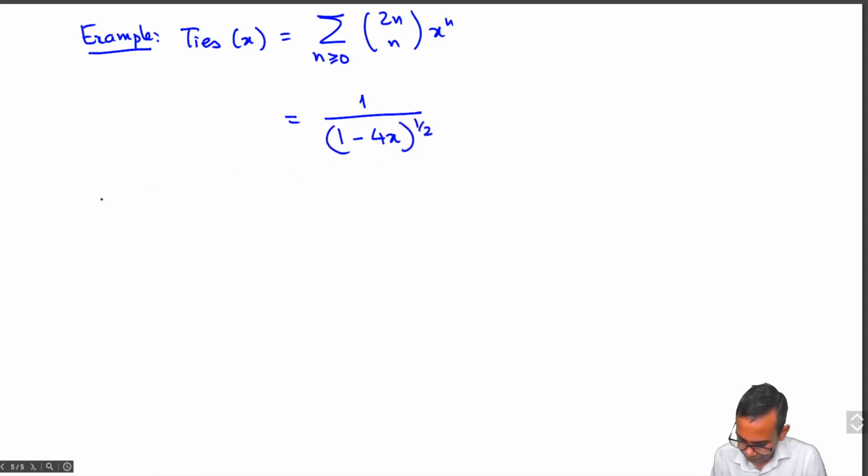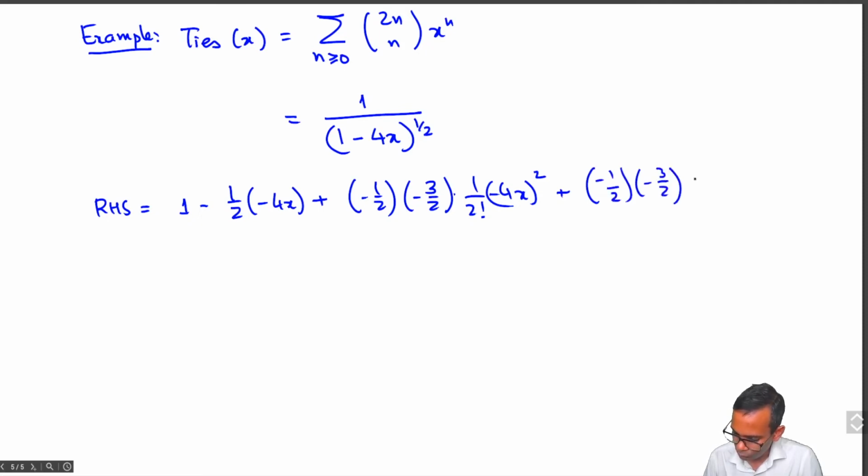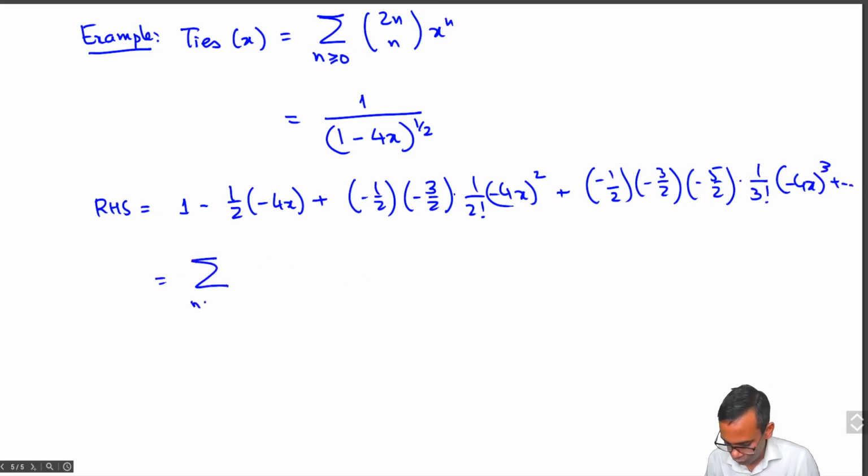Because if you look at the right hand side of this equation, it is 1 plus (minus half) into (minus 4x) plus (minus half) into (minus 3 by 2) into 1 over 2 factorial times (minus 4x) squared plus (minus half) into (minus 3 by 2) into (minus 5 by 2) times 1 over 3 factorial (minus 4x) cubed and so on, which you can think of as the sum n goes from 0 to infinity. What's happening here, I have a product of odd numbers in the numerator up to 2n minus 1, and then I'm dividing by 2 to the power n, n factorial, and then I have 4 to the power n, x to the power n.